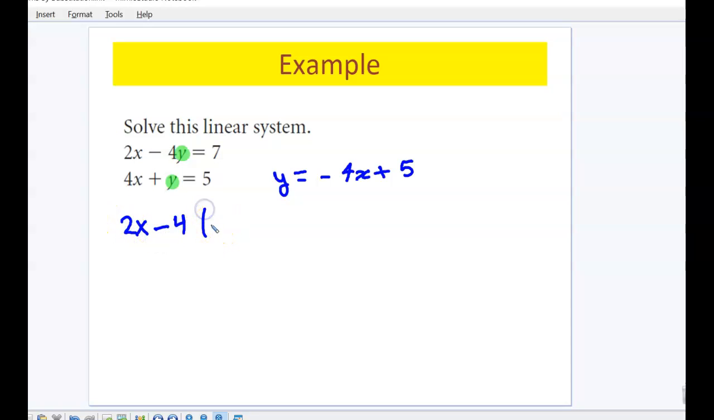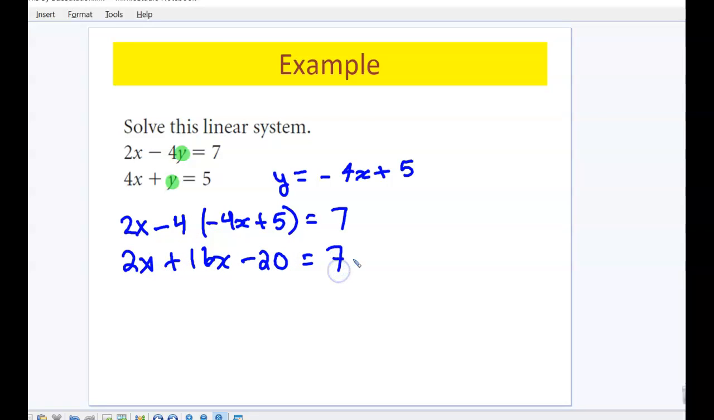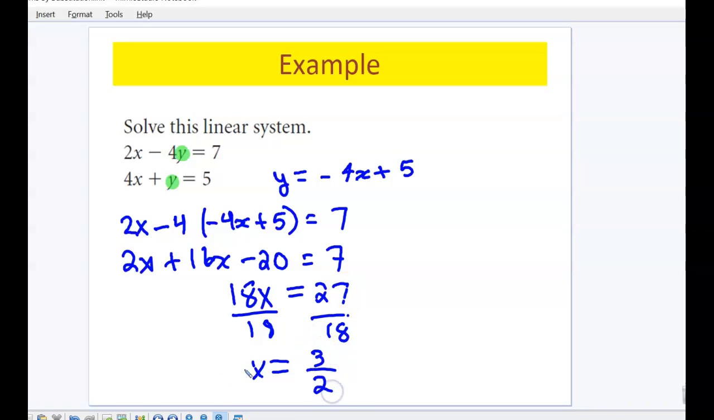So 2x minus 4, negative 4x plus 5 is going to equal 7. So this becomes plus 16x minus 20 is equal to 7. If I add 20 to the other side, I'm going to get 27, and on this side I get 18x. And if I divide both sides by 18, I'm going to get x equals 27 over 18, and 9 goes into 27 3 times, and 9 goes into 18 twice. So I end up getting a fraction for x. No big deal, we treat it the same way.